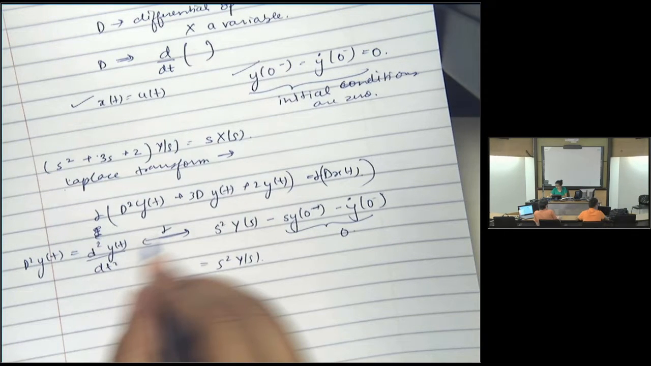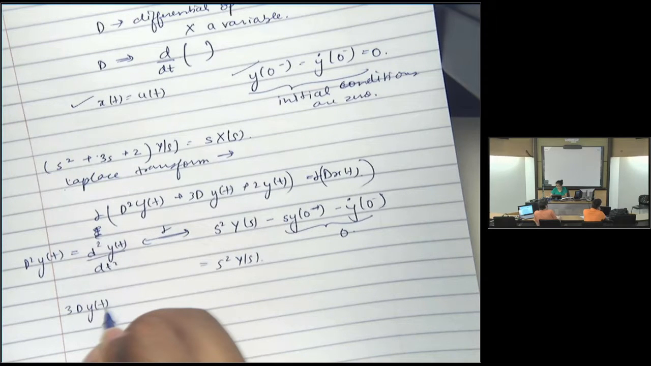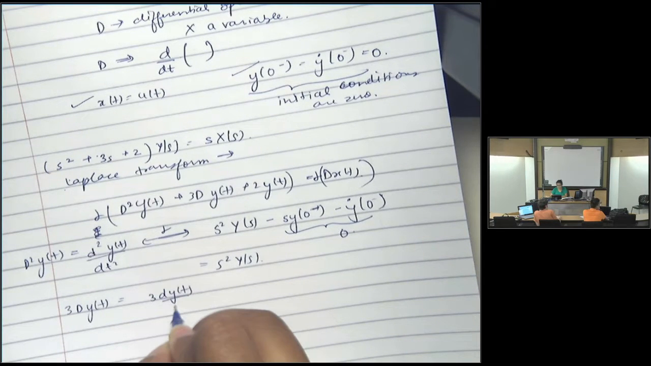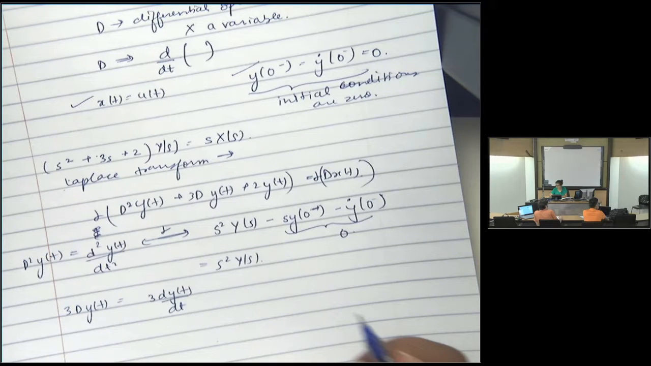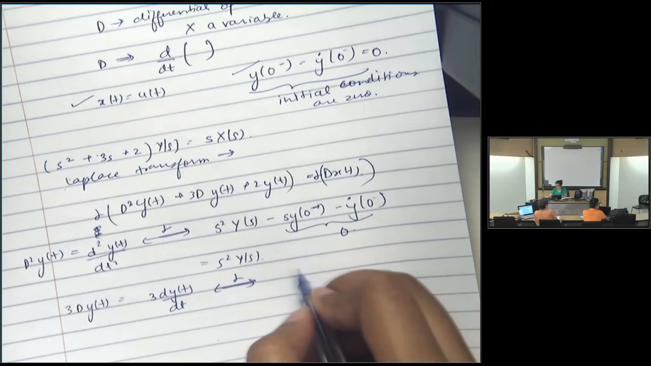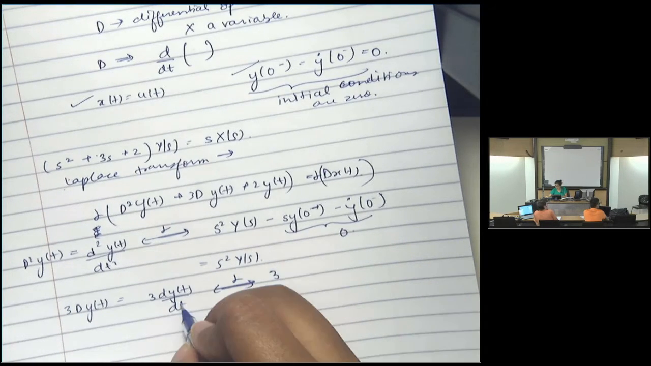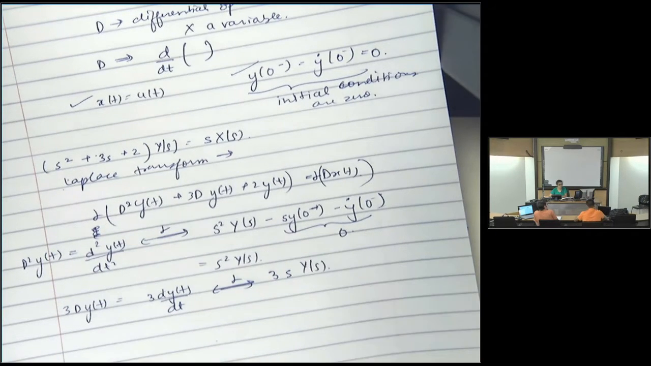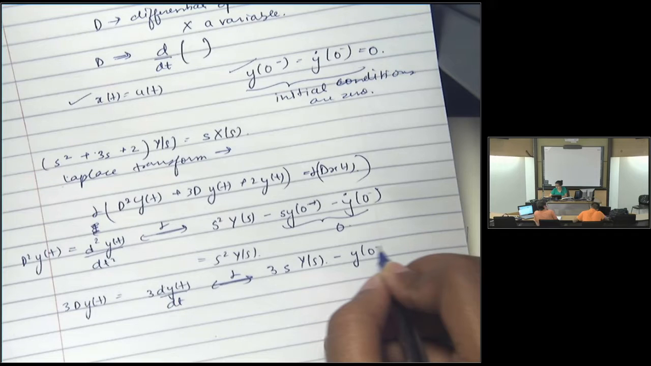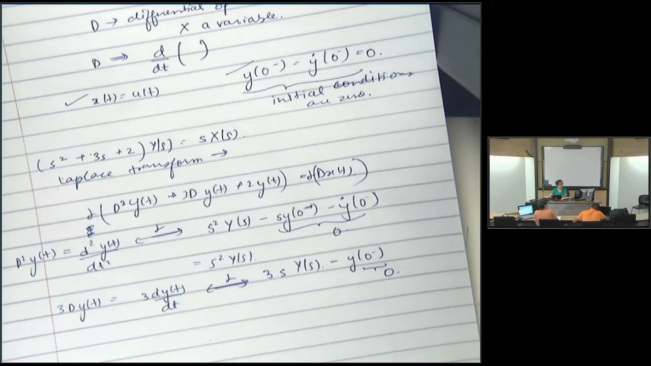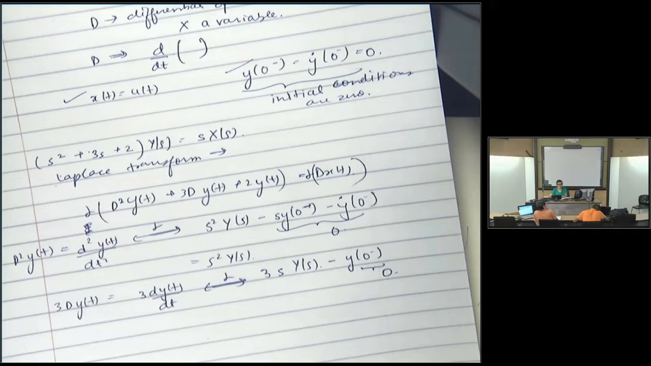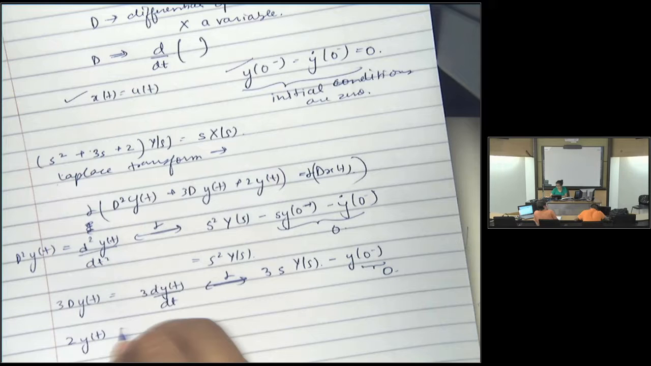Similarly, 3D y of t is equivalent to 3 dy(t) by dt. Now I take the Laplace of this. My 3 remains the same because it's a scalar. Because of the differentiation I get an s factor, and y of t has a Laplace transform of Y of s. Then again I have a factor of y(0 minus), but this is 0. Then 2y of t will have a Laplace of 2Y of s.